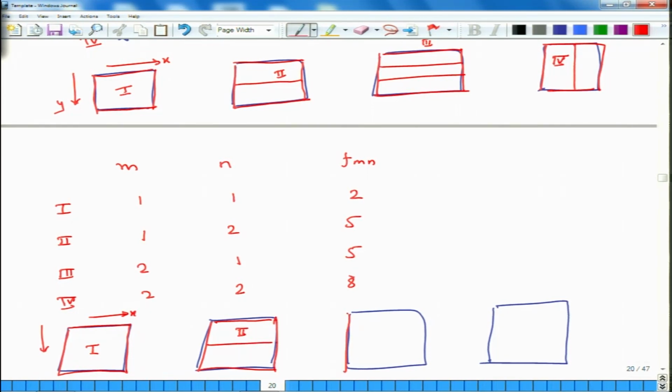In case 3, it is the same shape, but rotated 90 degrees. So, this is 3, and in case 4, the plate will have 2 half waves in x direction and 2 half waves in y direction. So, it will be like this. Okay.